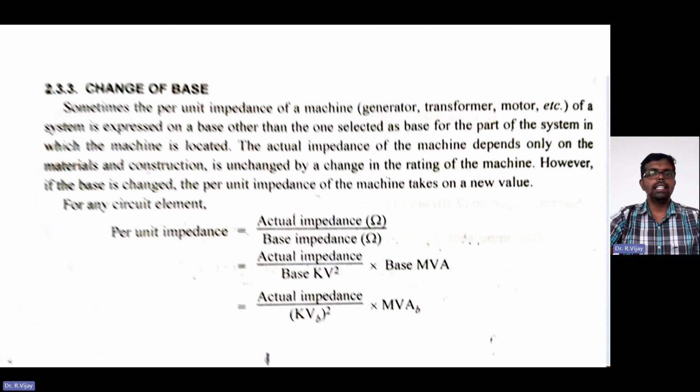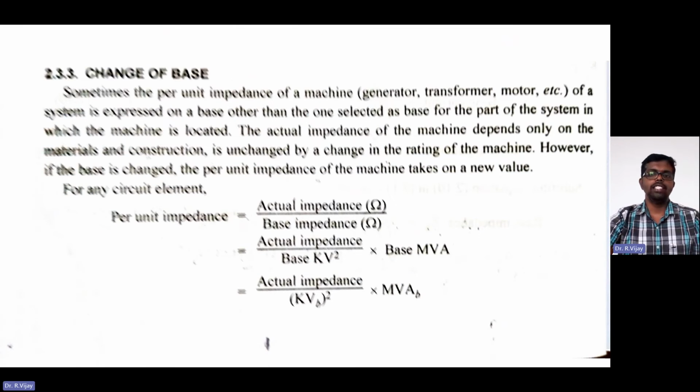Next, what is nothing but change of base? Change of base, this also we have seen. Sometimes the per unit impedance of the machine, say for example, generator, transformer, or motor, etc., of the system is expressed in a base other than the one selected as the base for the system in which the machine is located. The actual impedance of the machine depends only on the material and construction. This is unchanged by changing the rating of the machine.